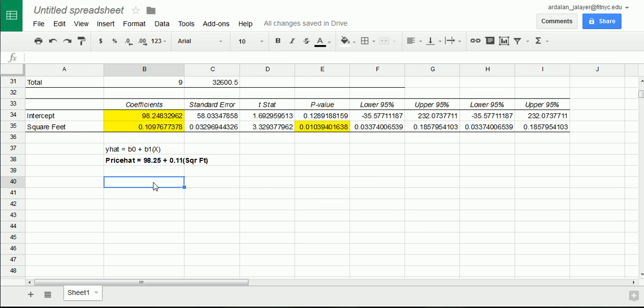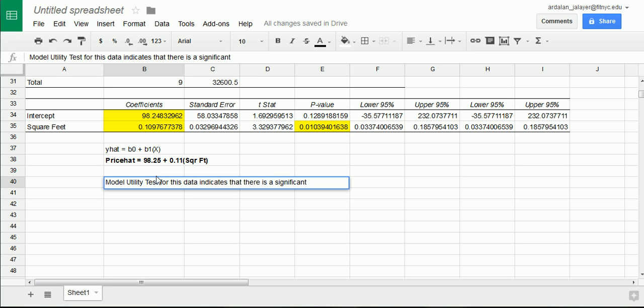So let me put that in words. Model utility test for this data indicates that there is evidence, or let's just say there is a significant linear relationship between, I don't want to say x and y, I want to use the variables in question, between square feet and house price.